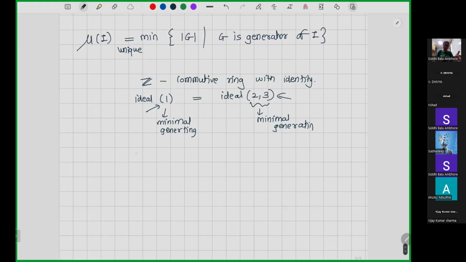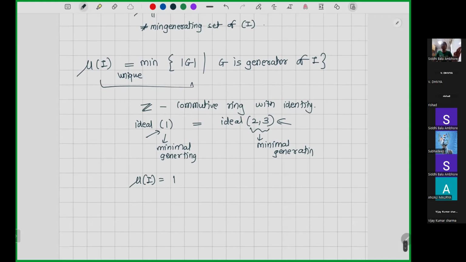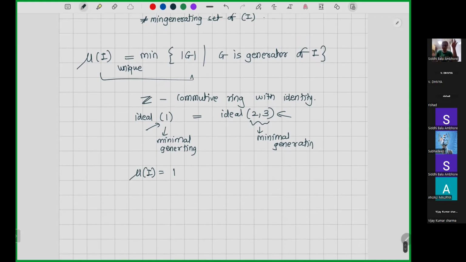But when you write this, it is 1, it is not 2, because when we define this, we are taking the minimum over all the generating sets. Now, is this okay? Yes, thank you. So the cardinality of the minimal generating set, that is this mu I, is unique, it is fixed. But a minimal generating set is something different. I hope this is okay.